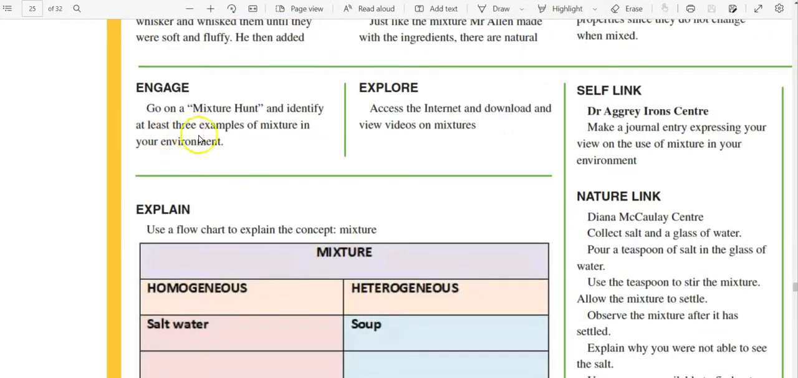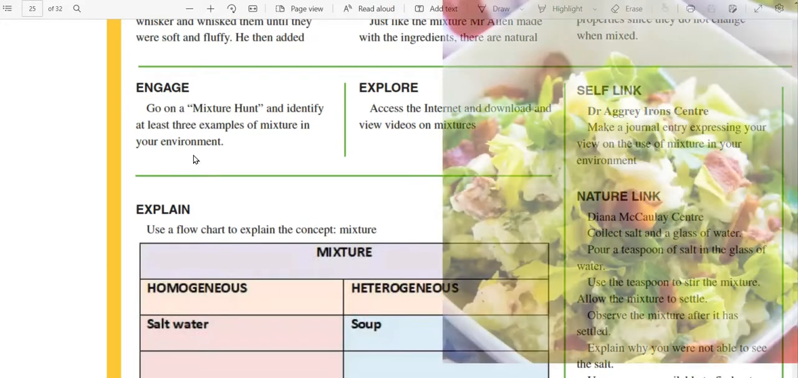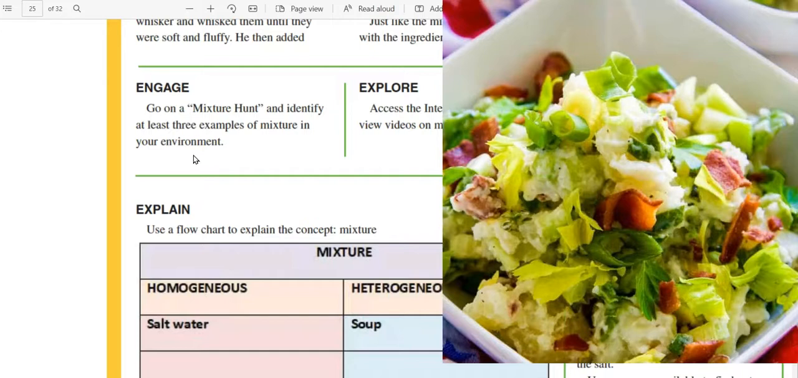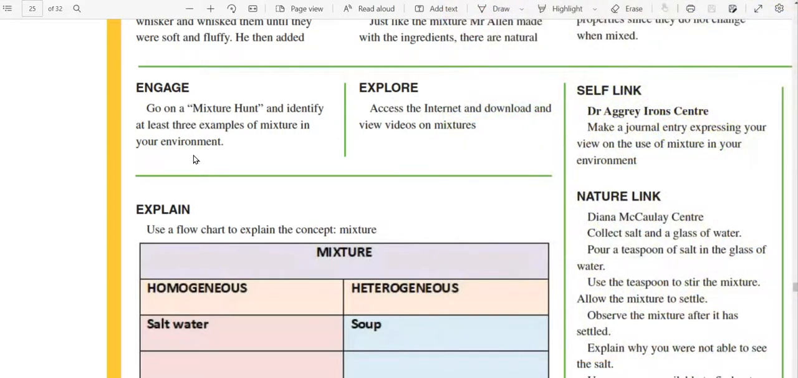Engage. Go on a mixture hunt and identify at least 3 examples of mixtures in your environment. So we had the sugar and water, we had the rice and peas. Anything else? We had the vegetables, right? Sometimes we have carrots, cabbage, a little lettuce, maybe a little red cabbage and so on. All of those being put together to have a salad there with our Sunday dinner. Explore. Access the internet and download and view videos on mixtures.